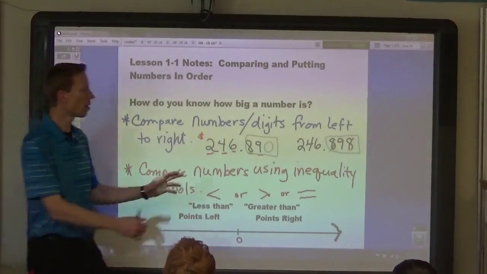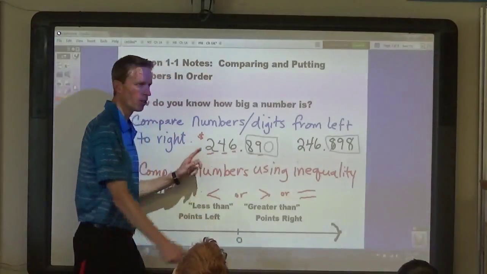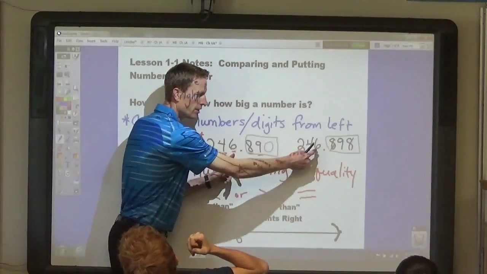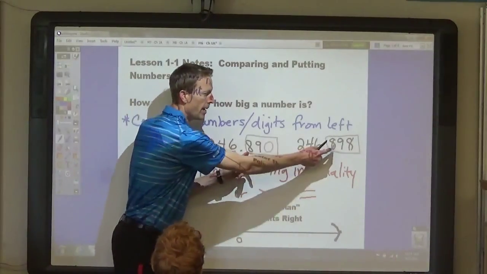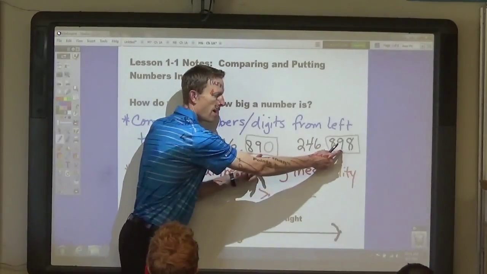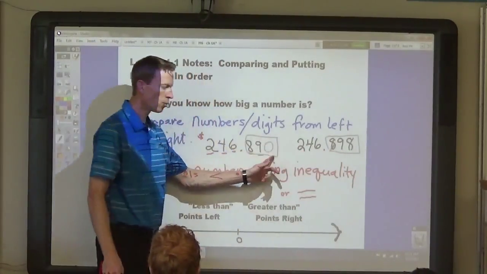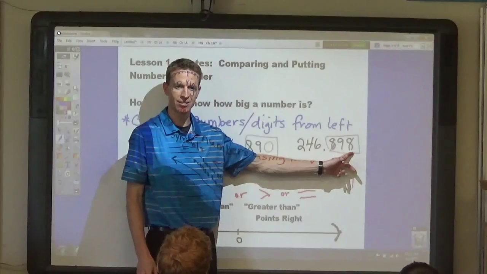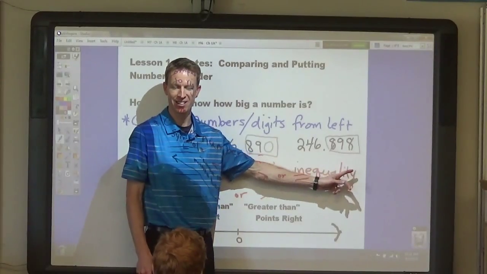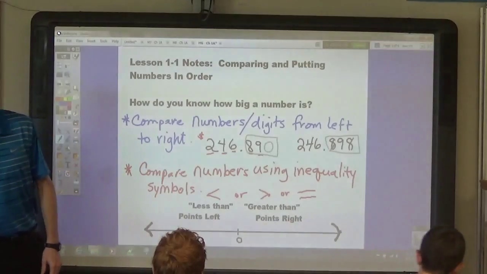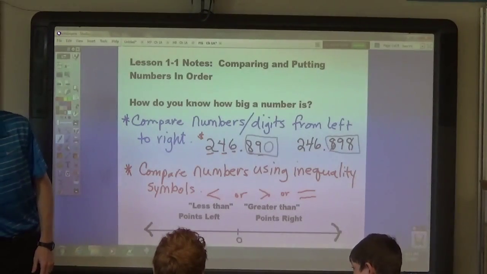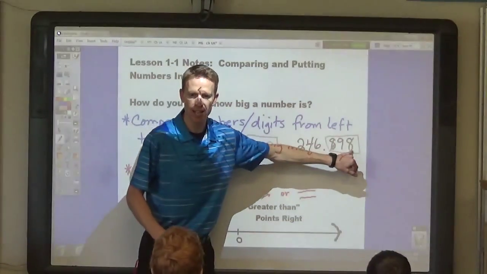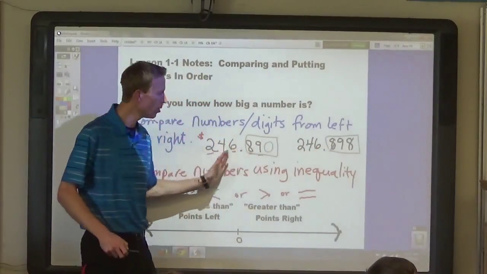When you're comparing numbers, you want to compare the numbers that are in the same place. So these both have 2 hundreds, they both have 4 tens, they both have 6 ones, they both have 8 tenths, they both have 9 hundredths. But this one has 0 thousandths, and this one has 8 thousandths. Okay? So, would you want to change your answer, Liz? Yeah, less than. Yep. Because this one has 0 thousandths and this one has 8 thousandths. Right? So when you compare them left to right.